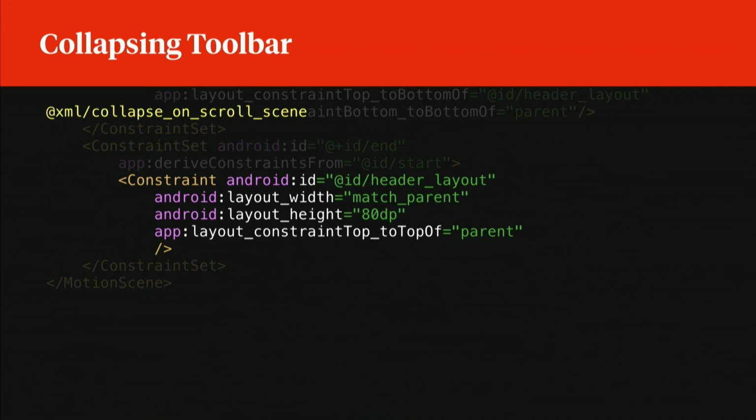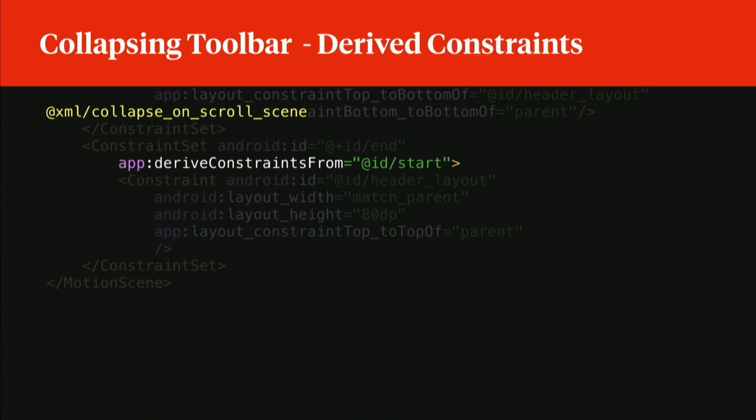Wait, where'd the constraints for the RecyclerView go? Don't we need that in the end state? Well, recently there was a MotionLayout release that introduced derived constraint sets, and this is super useful for not having to rewrite or copy paste all over your app every single constraint of every single view in every single motion layout. So this is just pulling from start what the constraints are of the RecyclerView and putting it in the end state.